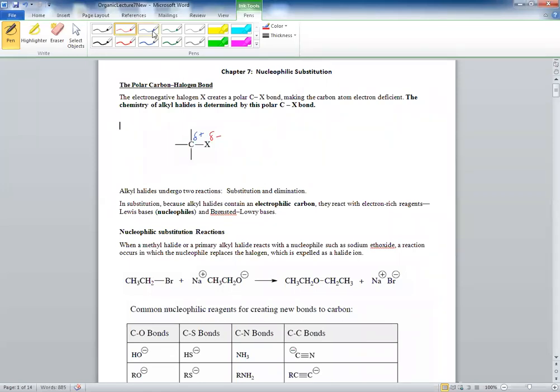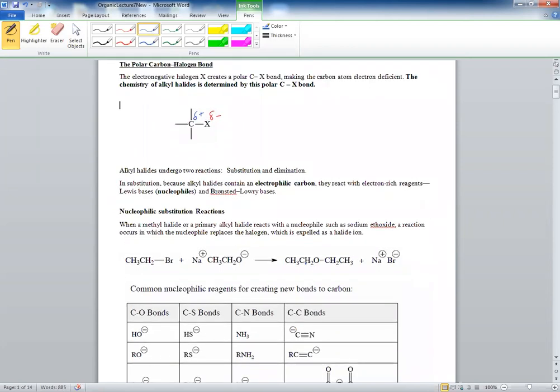So what that does is that it creates an electrophilic carbon, which, remember, what that means is that it's electron deficient. And this is what drives the reaction.